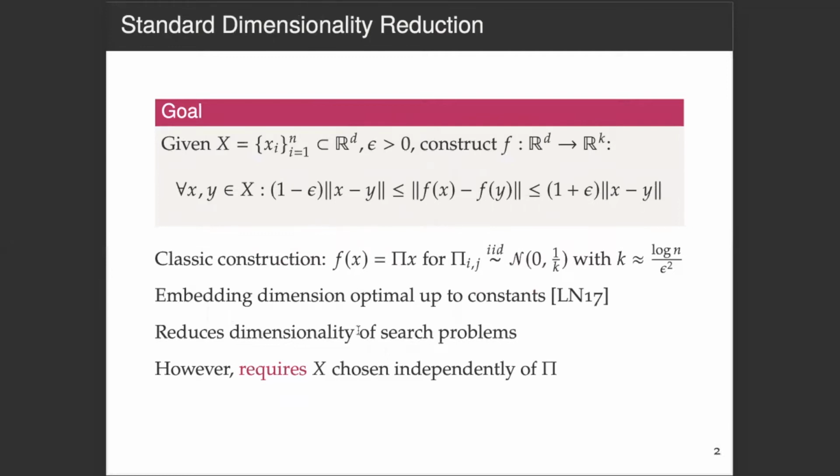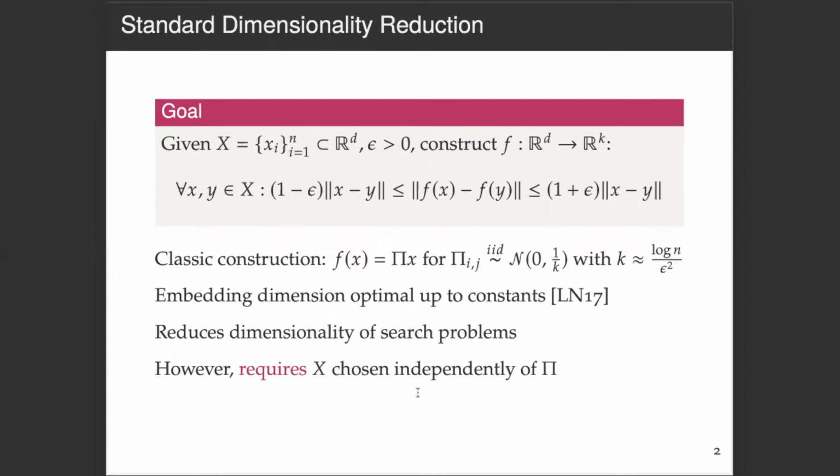And one typical application of these kinds of techniques is in reducing the dimensionality of search problems. So suppose one was interested in a search problem like nearest neighbor search. You could then use this technique to execute this search in a lower dimensional space as opposed to the original high dimensional space, possibly giving speed ups in complexity.